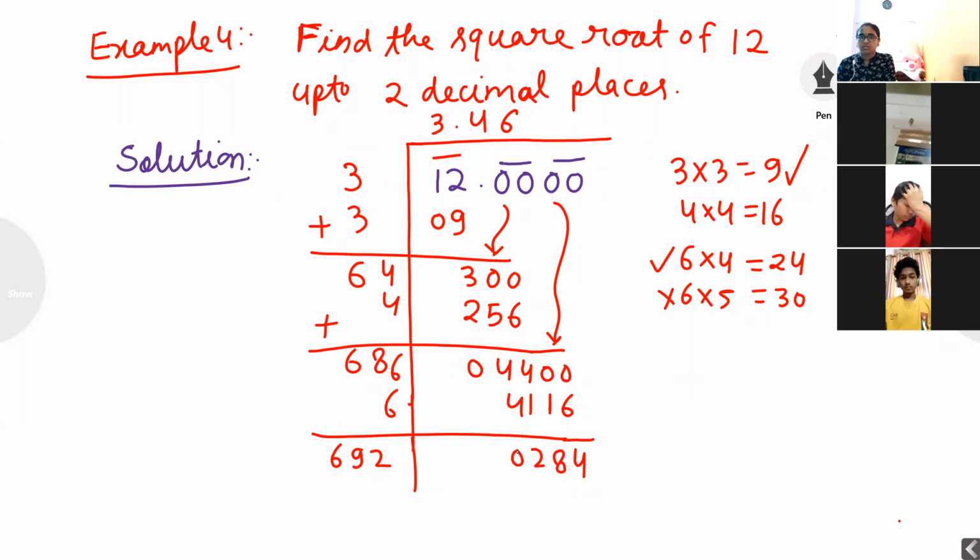Now students, he has asked the question: find the square root of 12 up to 2 decimal places. After the decimal, how many digits have come here? 2 digits. Now I can stop. If the question is asking up to 3 decimal places, it means I will go one more step. But the question has asked up to only 2 decimal places. Now we can write the answer. The square root of 12 is equal to 3.46. In the bracket, mention up to 2 decimal places. Note down, everyone.